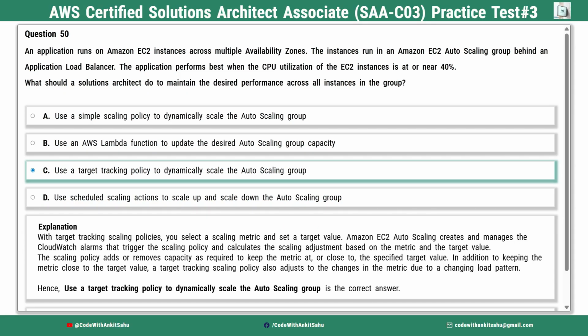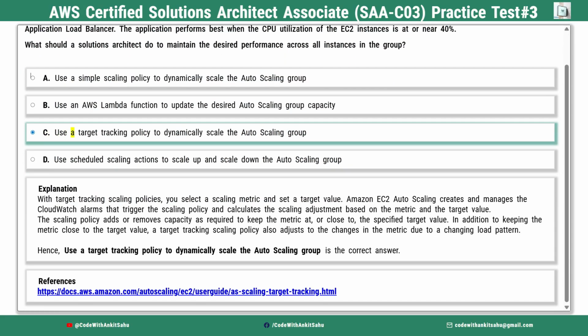Correct answer. Option C. Use a target tracking policy to dynamically scale the Auto Scaling group. Explanation: with target tracking scaling policies, you select a scaling metric and set a target value. Amazon EC2 Auto Scaling creates and manages the CloudWatch alarms that trigger the scaling policy and calculates the scaling adjustment based on the metric and the target value.